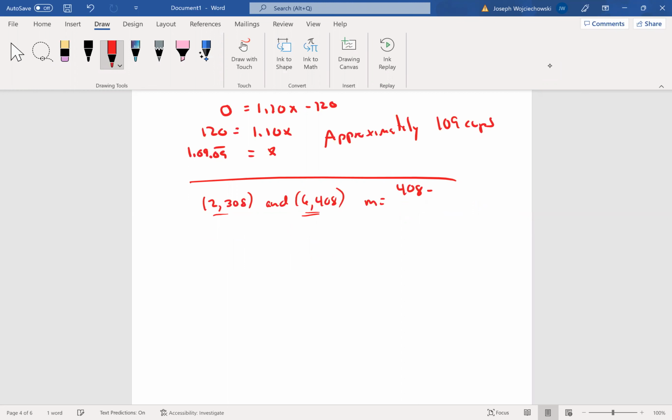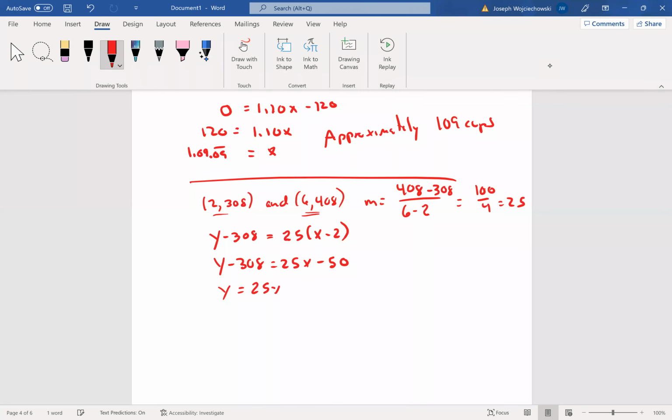y2 minus y1 over x2 minus x1. 100 divided by 4, 25, much better. So now we have y minus 308 equals 25 times x minus 2. We have y minus 308 equals 25x minus 50. Add my 308 to this, and I get y equals 25x plus 258.